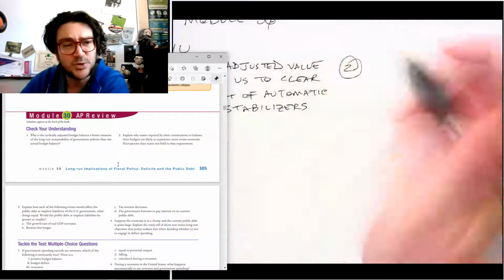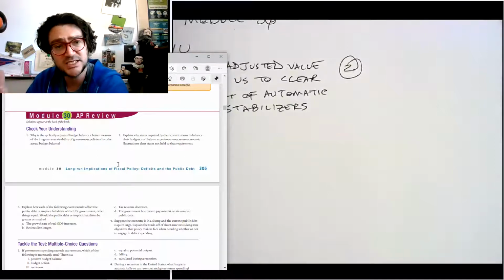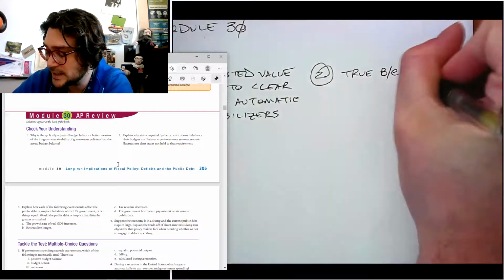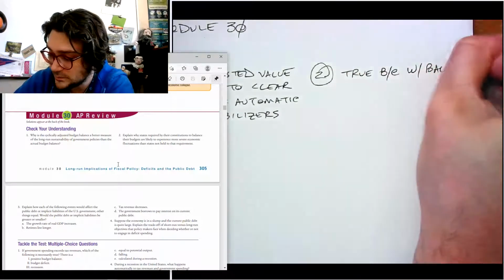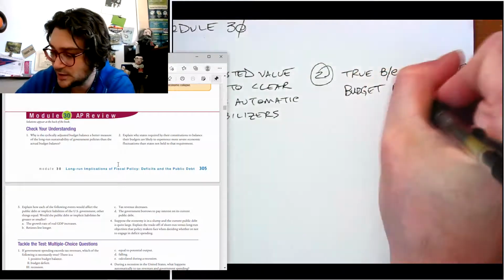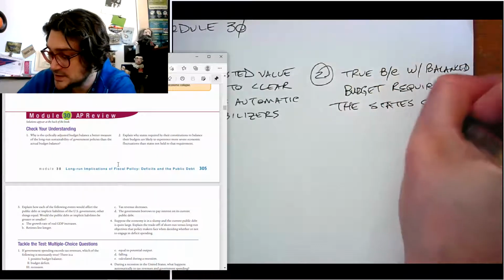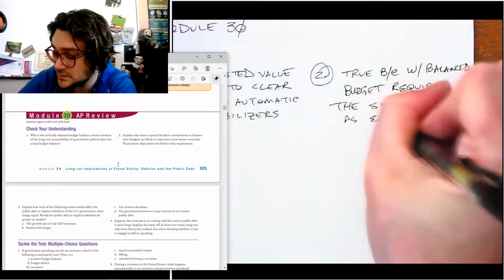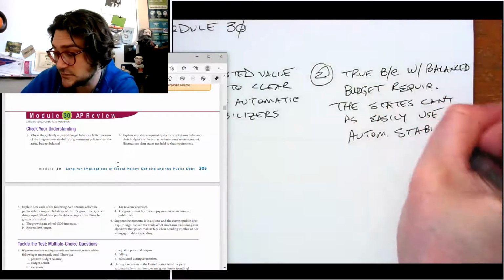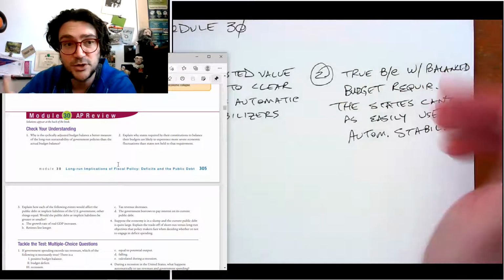The second question says, explain why a state that's required to balance its budget is more likely to experience a more severe economic fluctuation than a state that doesn't. And that's true, of course, but it's because with a balanced budget requirement, the states can't as easily use automatic stabilizers. Because again, like Missouri, for example, where I am, if you have a balanced budget requirement, then the state can't really borrow money and go into deficit spending.